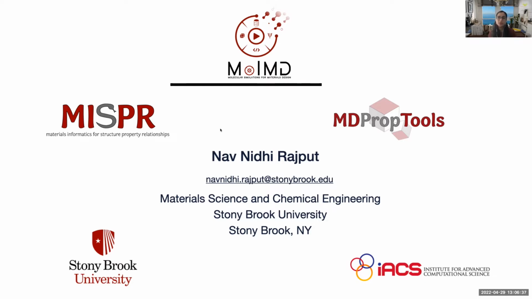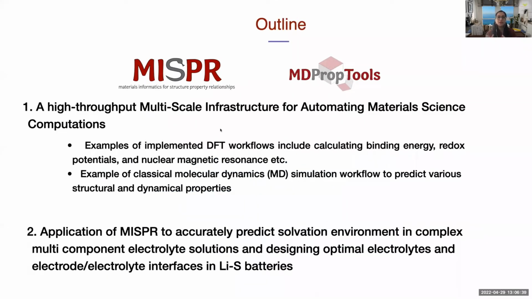So this talk is broadly divided into two parts. I'll first discuss the details of the two open source code bases developed by our lab. The first one is for performing high throughput multi-scale simulations. This infrastructure is called MISPR, which stands for Materials Informatics for Structure Property Relationships. I'll give you some flavor of some of the density functional theory and molecular dynamics simulation-based workflows to compute different electronic, structural, and dynamical properties.